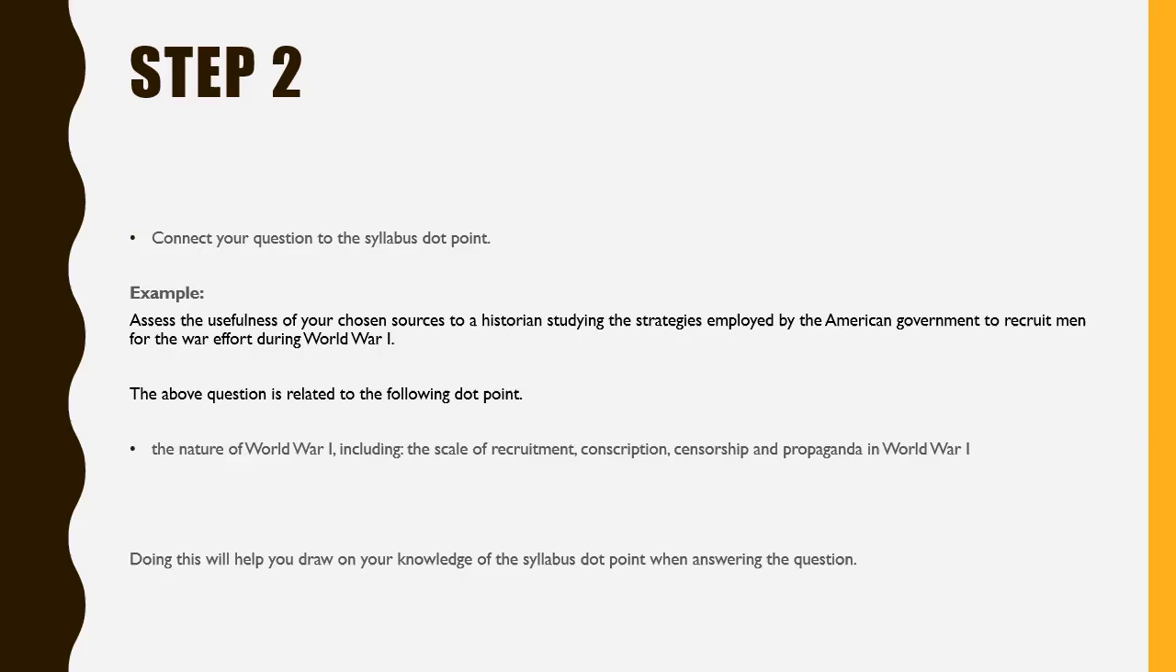Okay, moving on to step 2. You have to connect your question to the syllabus dot point. The importance of connecting your question to the syllabus dot point is that it will allow you to draw on your knowledge of the syllabus dot point to answer the question.